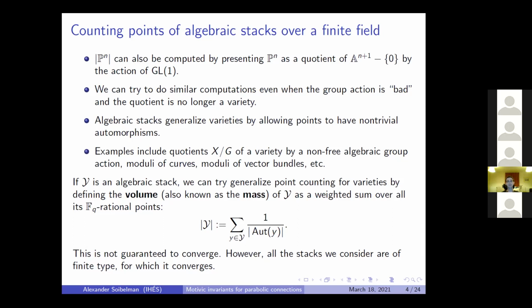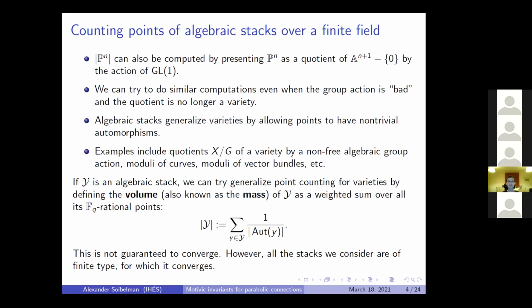And instead of doing the computation by decomposing into cells as mentioned previously, you can instead compute the number of points in this punctured affine n+1 space, which is q^(n+1) minus 1, and divide that by the number of points in GL1, which is q minus 1, and you get the same answer.